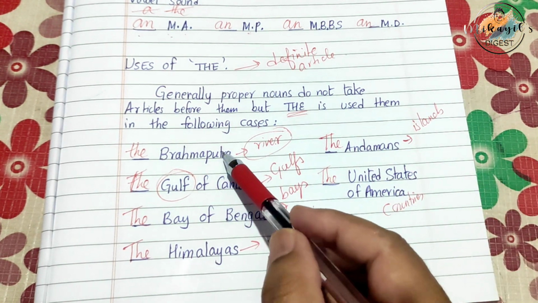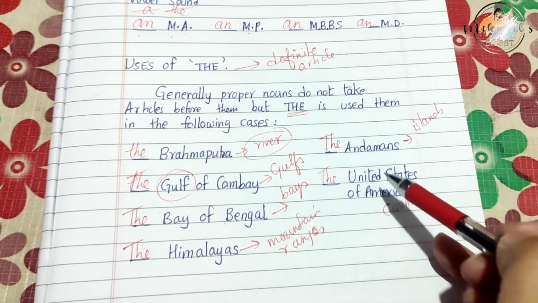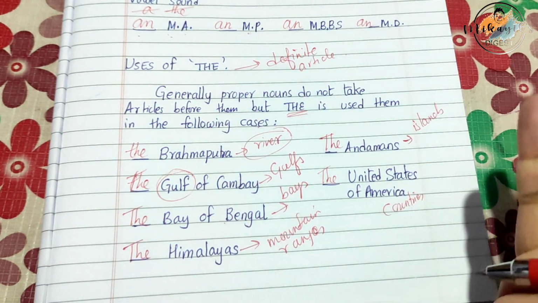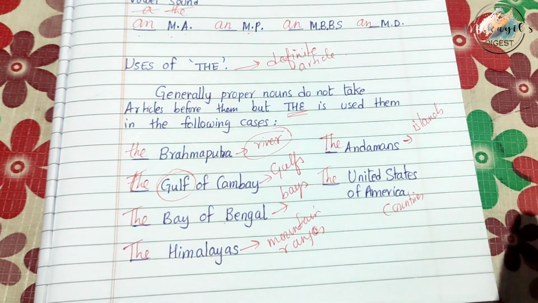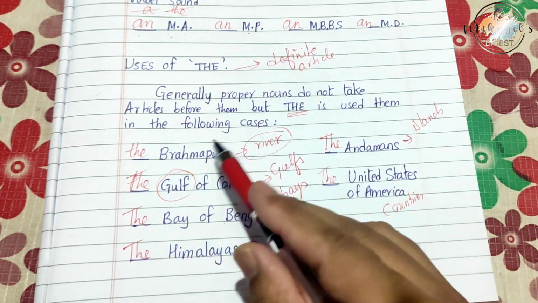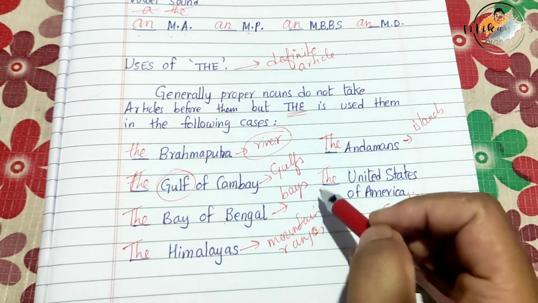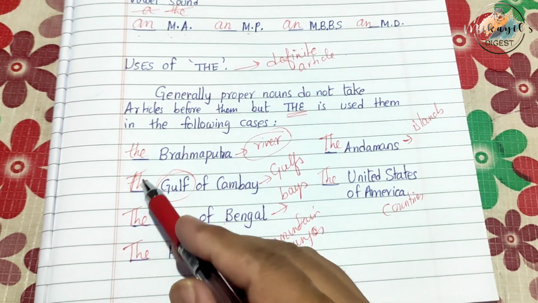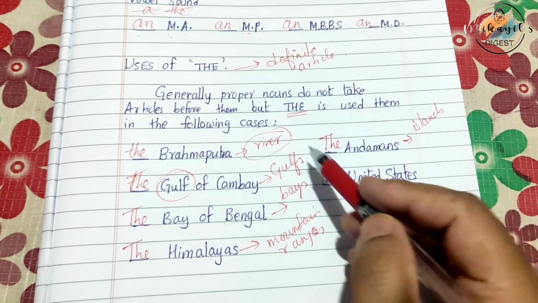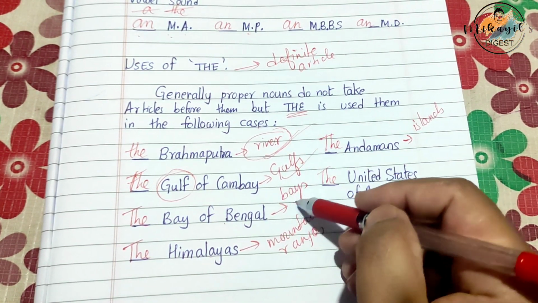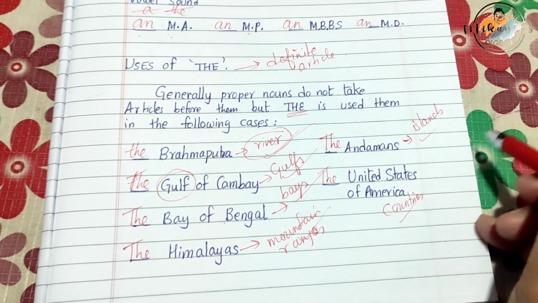But usually these proper nouns do not take any articles, but where you can use articles are these. In these cases you can use articles. You can see that the has been used everywhere: where a river is mentioned, and with gulfs, bays, mountain ranges, islands, and countries.